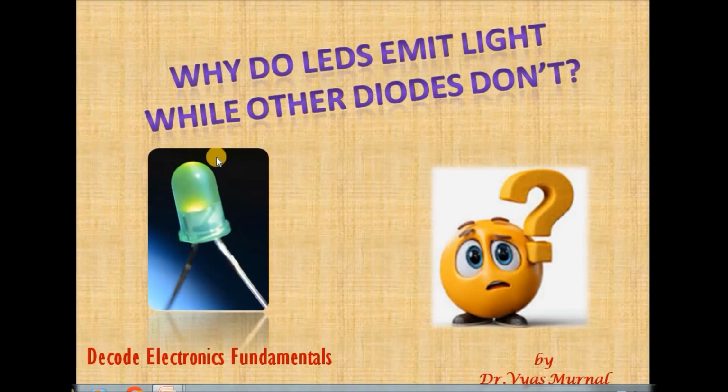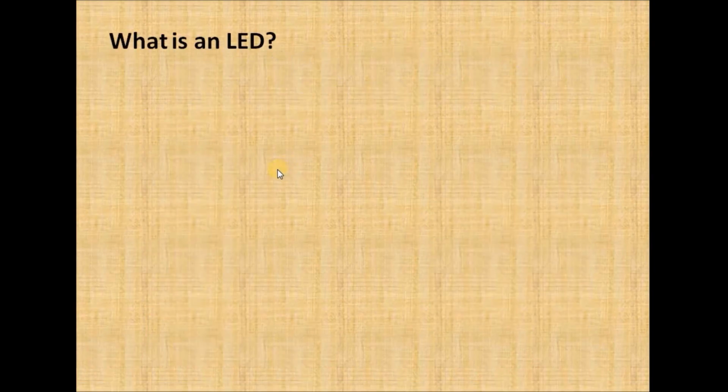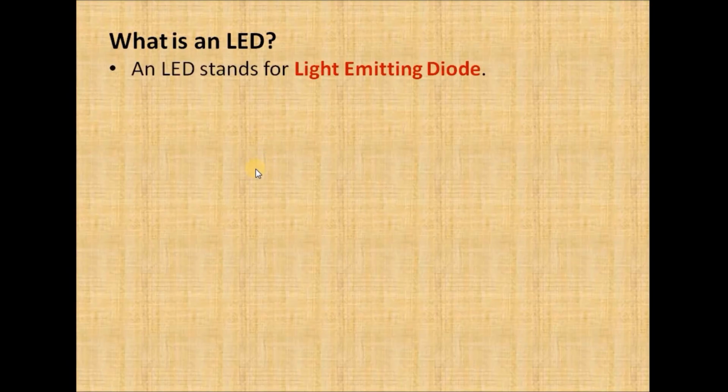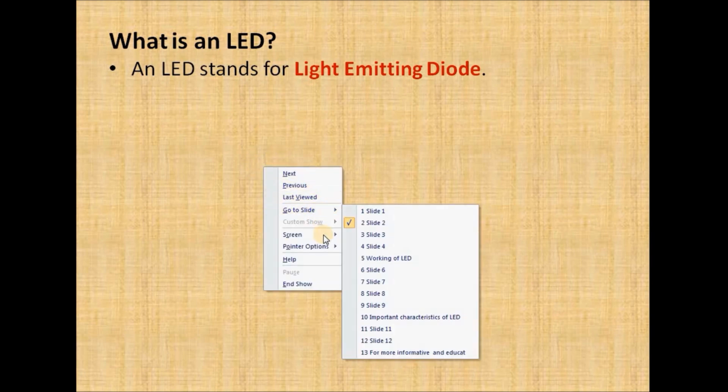Today's topic is why do LEDs emit light while other diodes don't? Let's try to understand. So first of all, what is an LED? LED stands for light emitting diode. So basically it's a diode that has got the capability to emit light.